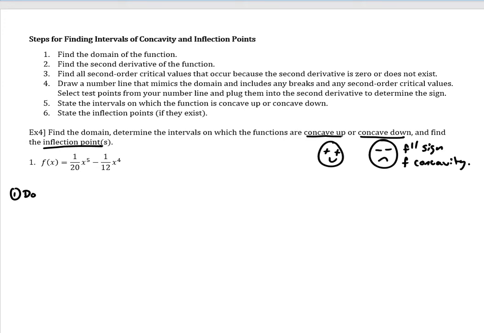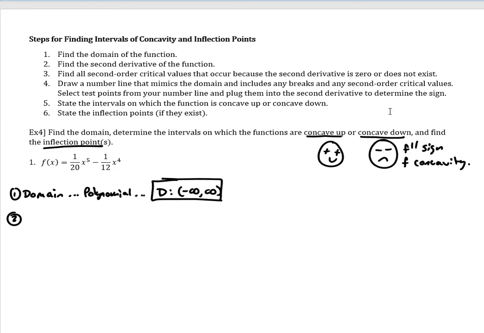So the domain can be pretty nice most of the time. So this is a polynomial. So a polynomial has positive whole number powers. The 5 and the 4 are positive whole number powers. So that means the domain is all real numbers. So negative infinity to infinity. Okay, so that's good. And then moving on.